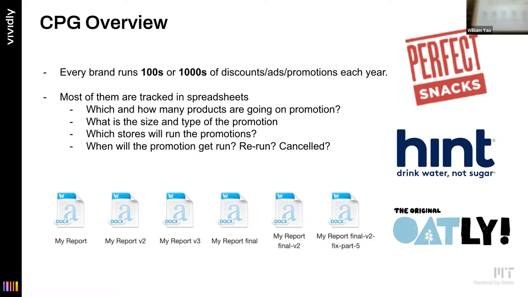There's certainly a seasonal aspect of things, and lots of other metrics to consider. Another question is, what is the size and type of the promotion? So are we going to do a BOGO, a buy one get one, or are we going to have coupons in the mail, or are we going to give 20% discounts at the point of sale at checkout at the grocery store?